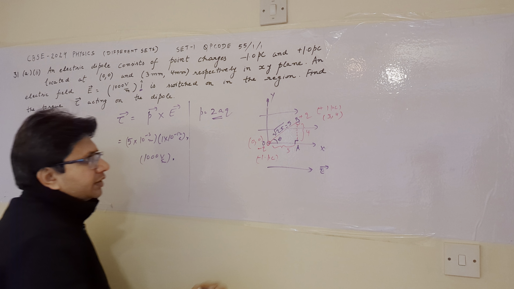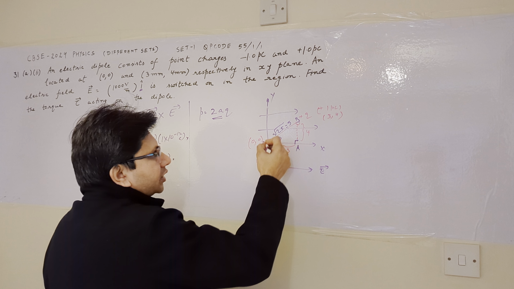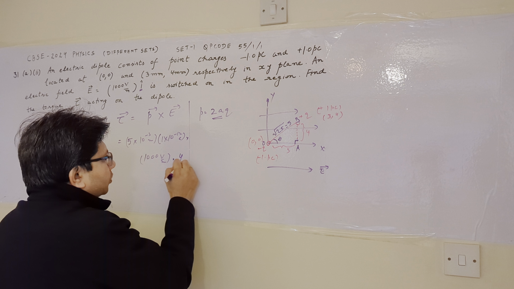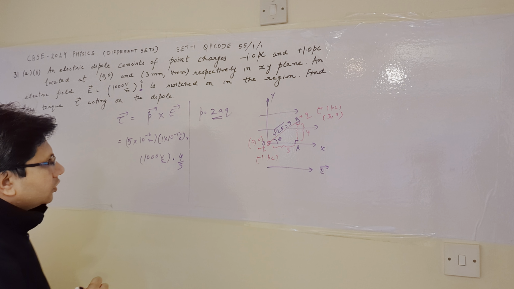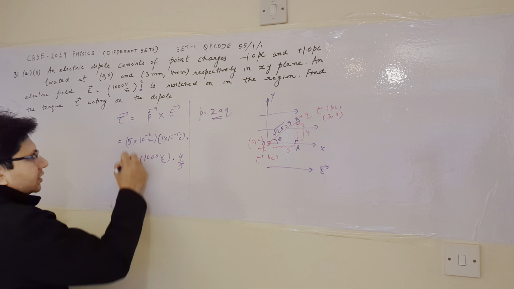So what is sine theta here? Sine theta is basically the perpendicular upon the hypotenuse, which is equal to 4 upon 5. Now this 5 cancels with this 5, and this 1000 cancels with this 10 to the power minus 3, and we get the value of the torque as 10 to the 4 into 10 to the power minus 12. This is the value of the torque.